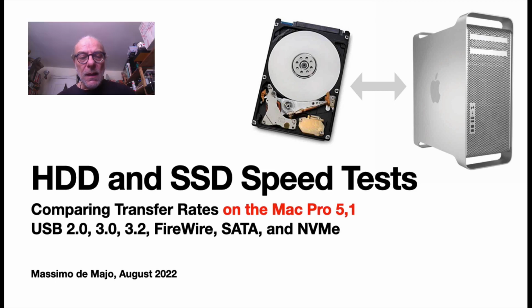Hi guys, today we're going to do a few tests on my classic Mac Pro 5.1, and we're going to look at the different speeds of USB and the different types of USB 2, 3, 3.2 Gen 2, FireWire, which is an old connection for the Mac Pro, and SATA, which of course is the internal interface, and NVMe.